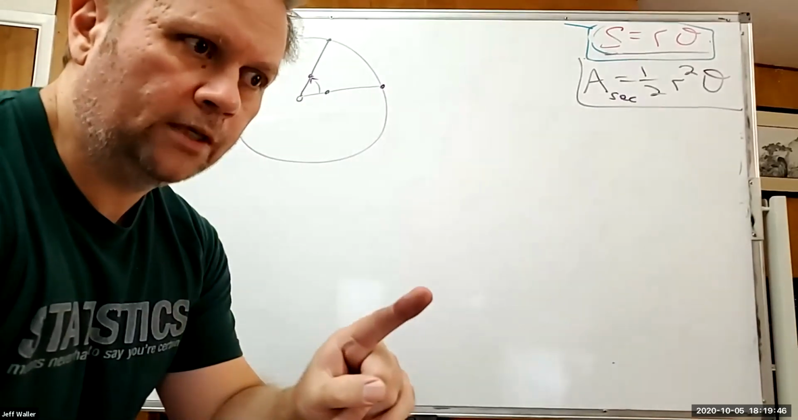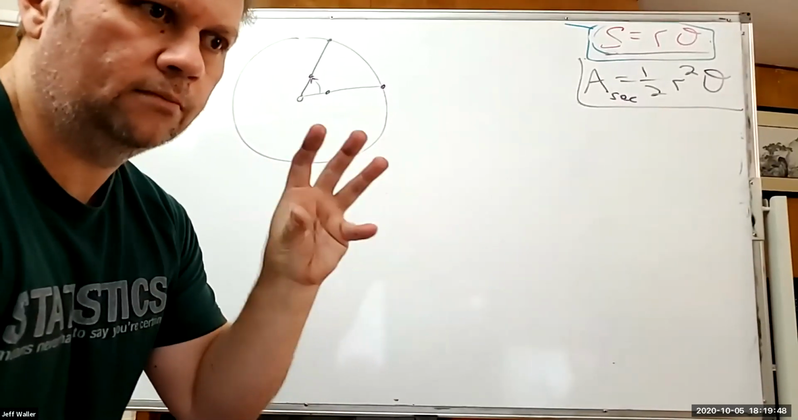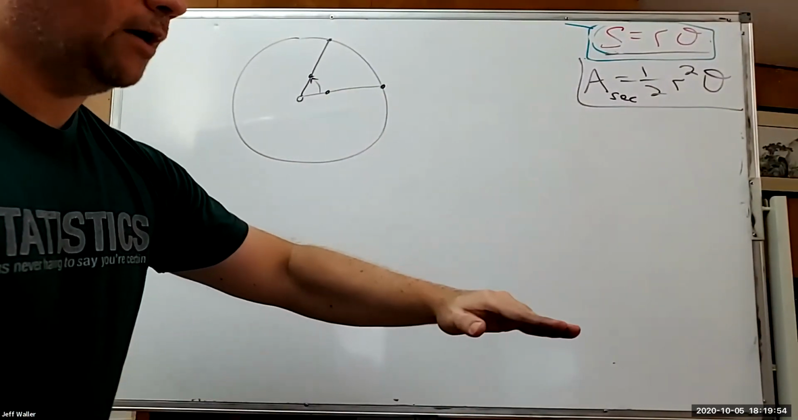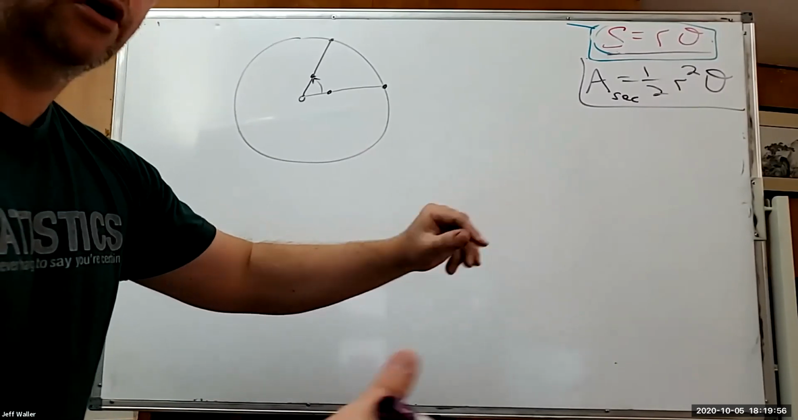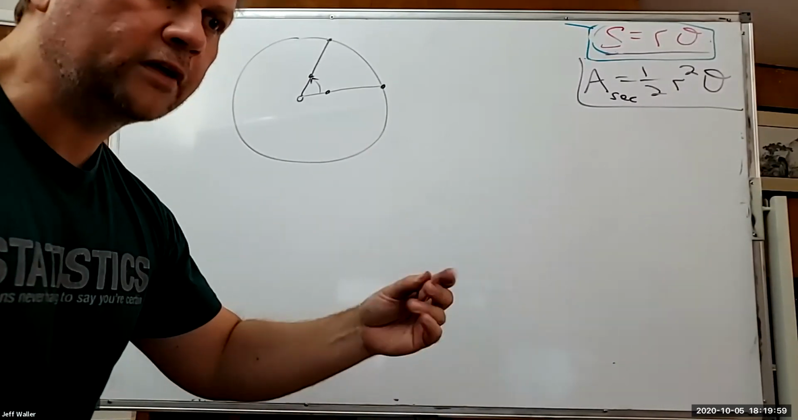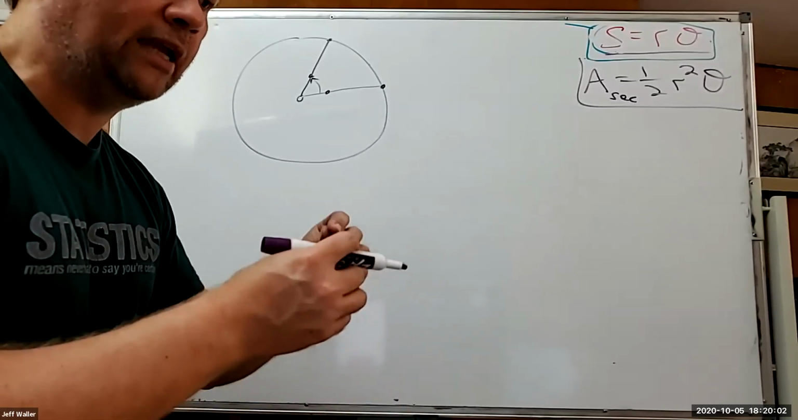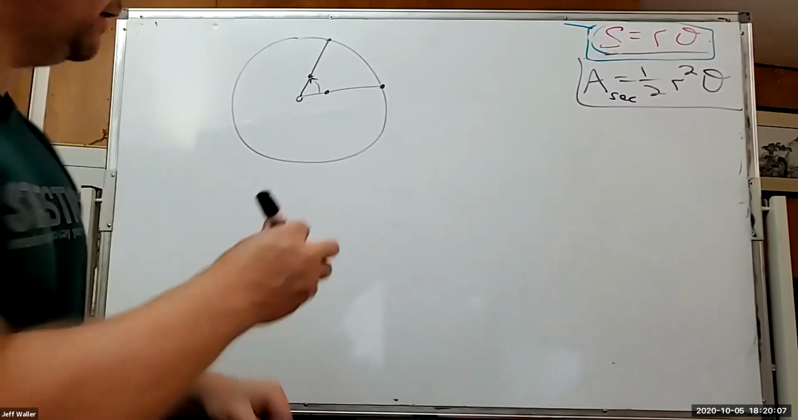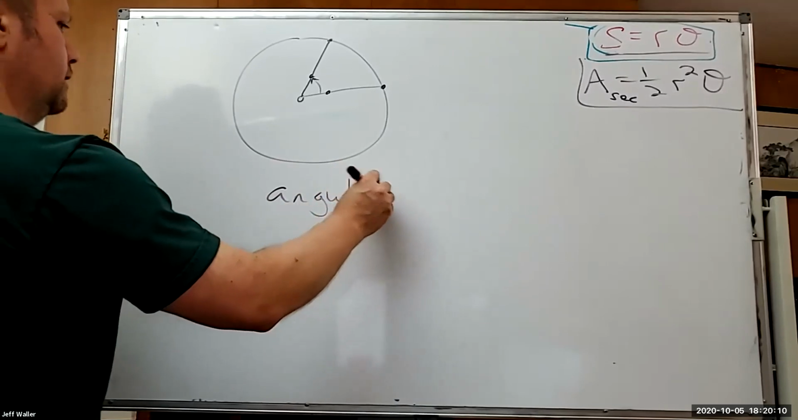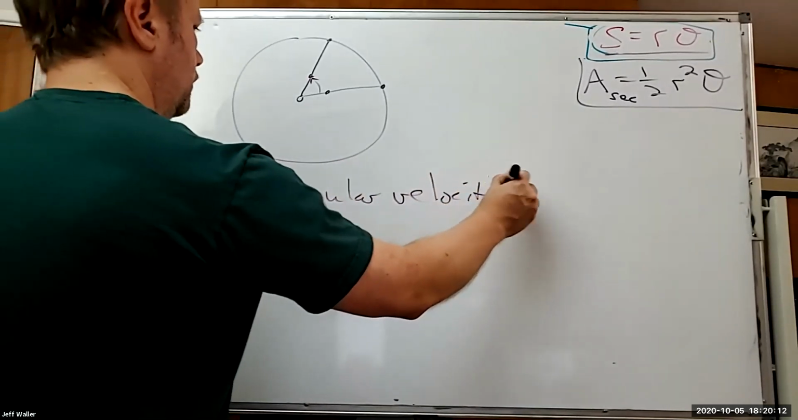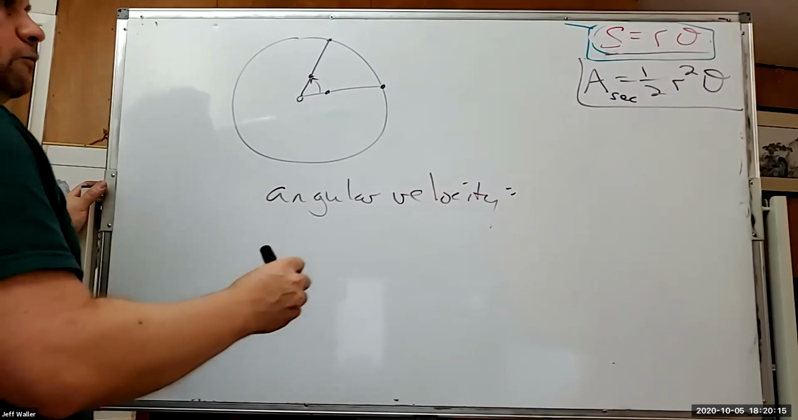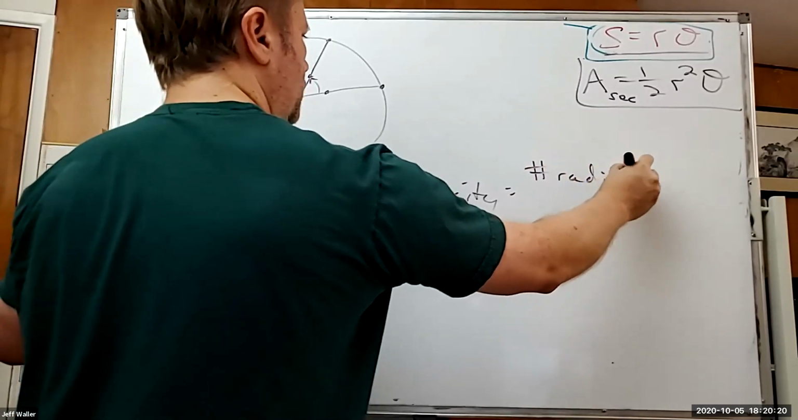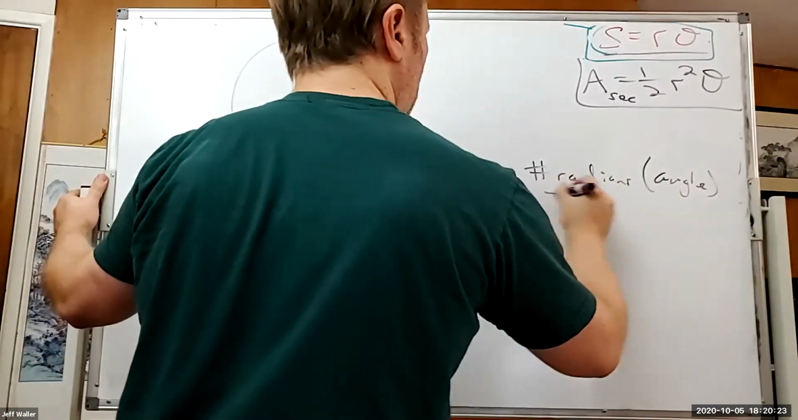But the angular speed, what would angular speed mean? Well, angular speed must mean the amount of radians you go through per time unit, right? That must be what angular speed is. How many angle units you go through per time unit? That would be angular velocity if you want to get fancy. It would be the number of radians, or even just the angle you pass through over a certain amount of time.